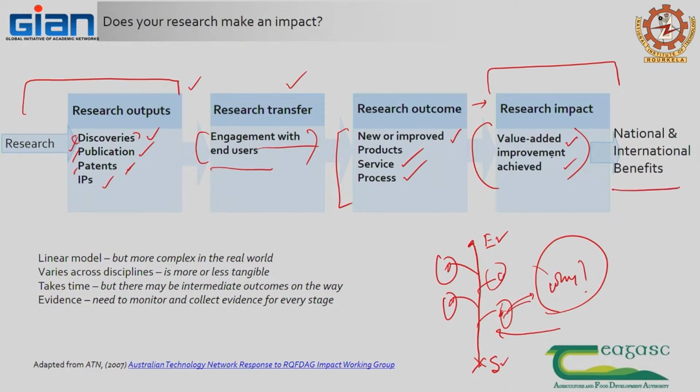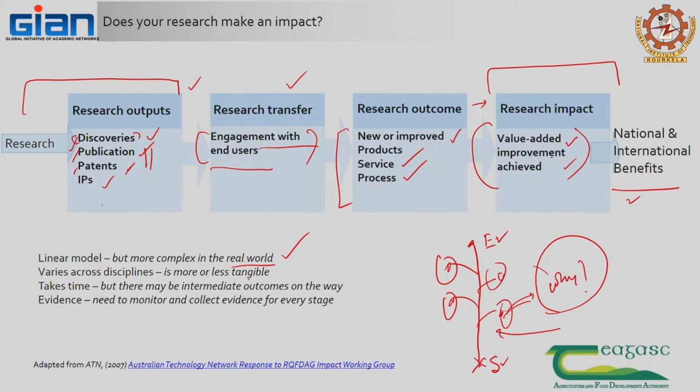Then you have national and international benefits. You understand how we can create a carbon neutral environment, or take the example of the vaccine itself. When all the money was put into the vaccine research for COVID, what were they looking for? Not publication. The main thing was the benefit, the social benefit. So everything which is put into the research is not, or should not, end up there itself. So one is the linear model, but it is more complex in the real world. We all know that.